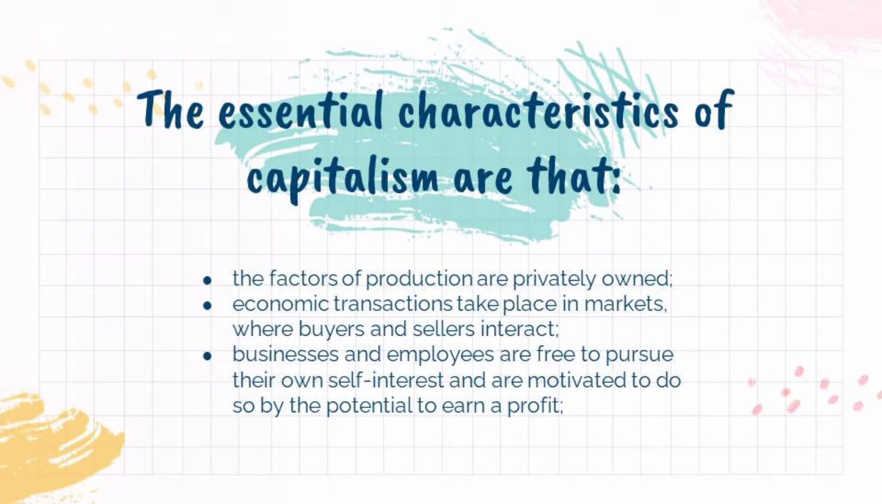The essential characteristics of capitalism are that the factors of production are privately owned. Economic transactions take place in markets where buyers and sellers interact. Businesses and employees are free to pursue their own self-interest and are motivated to do so by the potential to earn a profit. And because consumers are free to buy what they want, the competition for their funds will require businesses to satisfy their needs, or else they will cease to exist due to lack of sales. This consumer sovereignty is what affects the efficient allocation of resources.